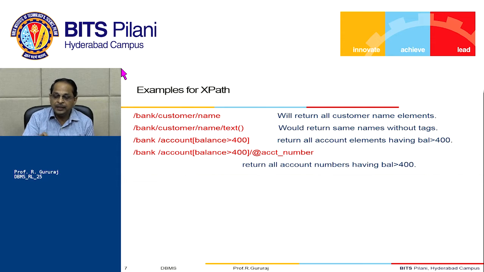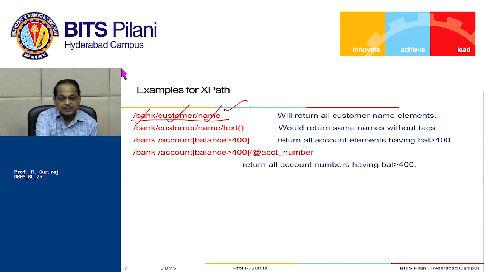If I wanted to return all the name elements, or the names of all customers, then how do I write the XPath expression? It is like this. Under the root, bank is the root element, customer is under bank, and then name. That means I am talking about all the name elements of customers.